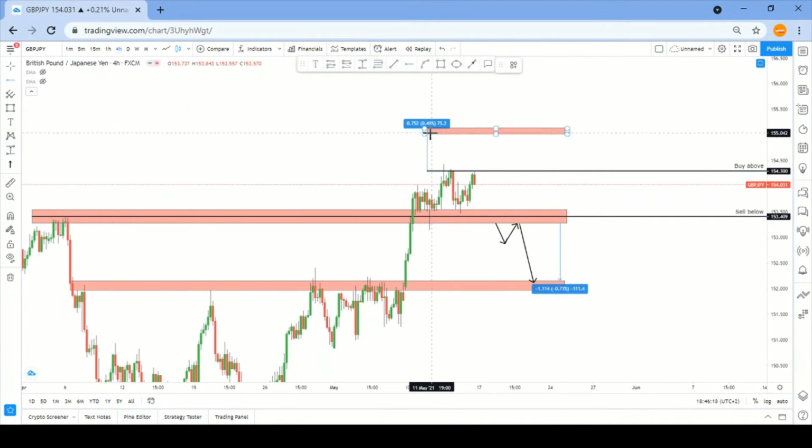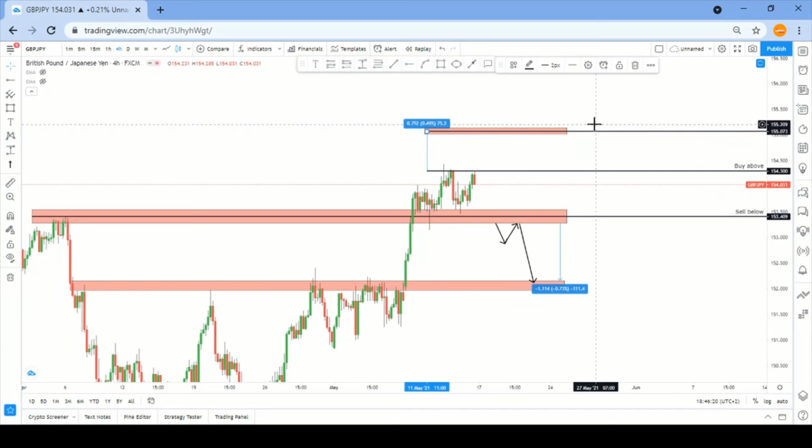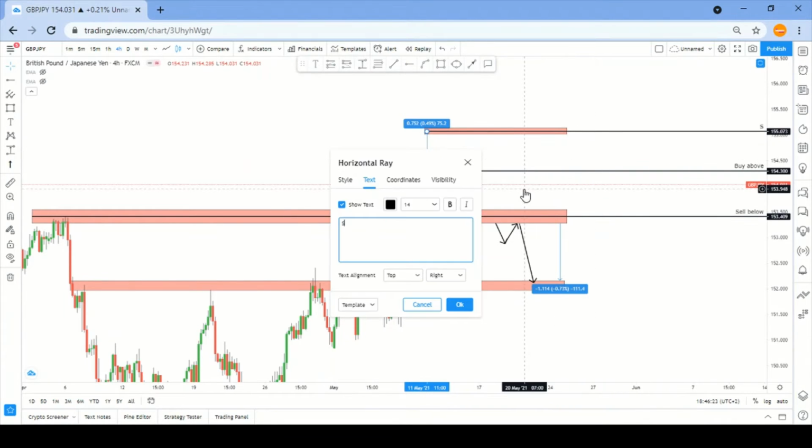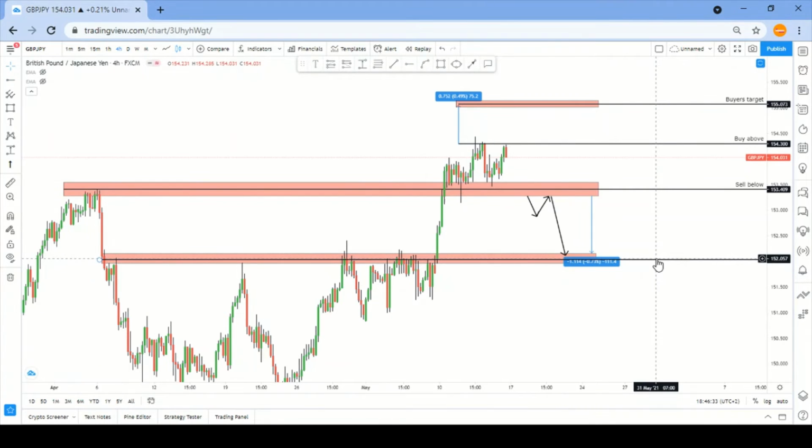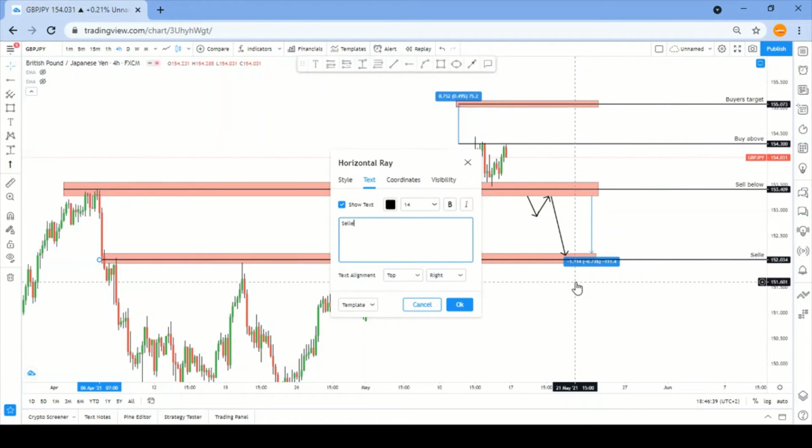And I'll slash that in there. Seller's target, buyer's target, and that is my trade. Maybe I should put in another one over here. That's going to be seller's target. Yeah, if it breaks below. This is actually a beautiful trade. This is one of my favorite trades for the week. So seller's target.